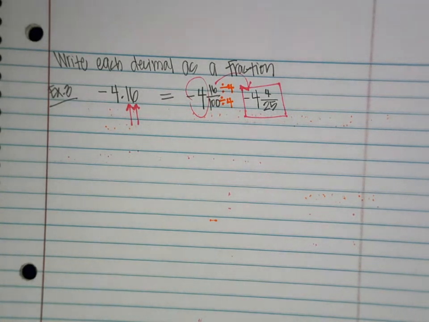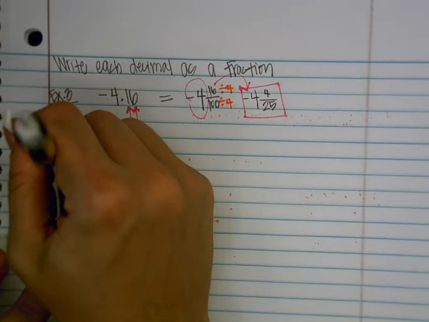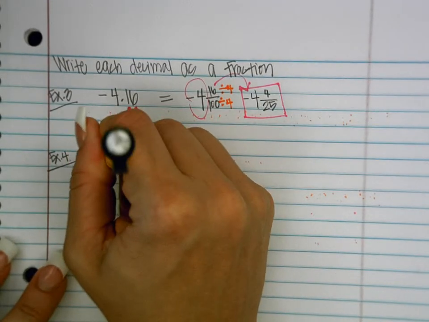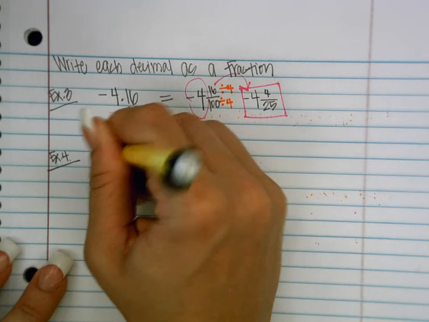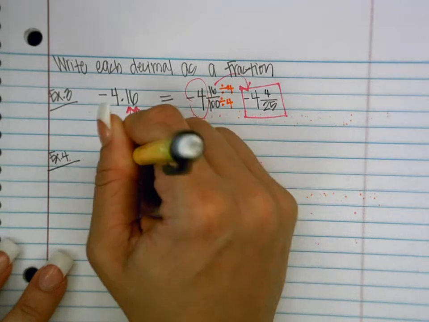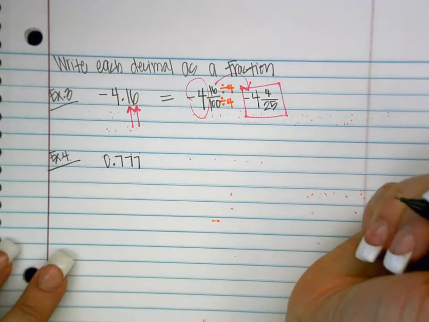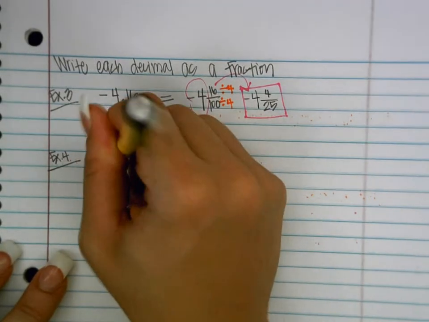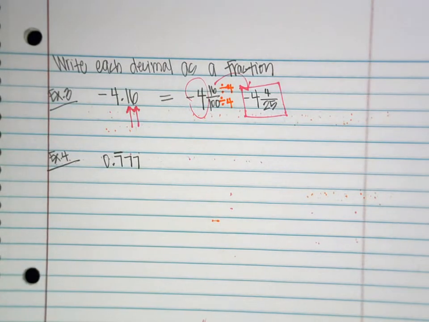Okay, next thing we're going to do for number 4, I would like you to write 0.77 repeating as a decimal. And repeating, so that means I'm going to put the bar over the 7 because it keeps going and going and going.